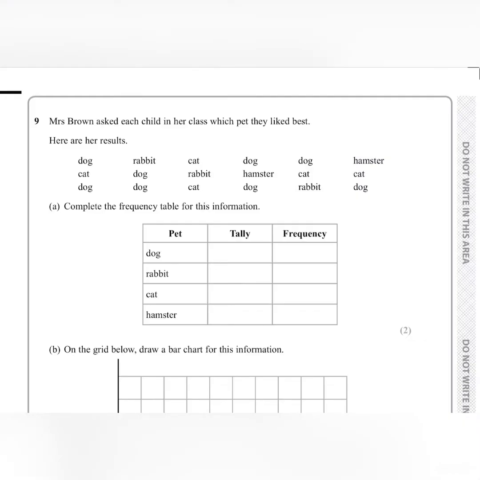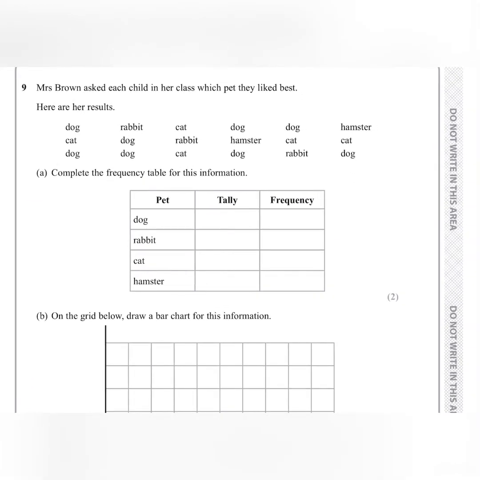Okay, question number 9, it says Mrs. Brown asked each child in a class which pet they liked best. And here are the results. And it says complete the frequency table for this information. Okay, so dog. So let's do a tally over here. That's 1 rabbit, 1 cat, 1 dog, the second one, another dog, and hamster, dog, and dog again.